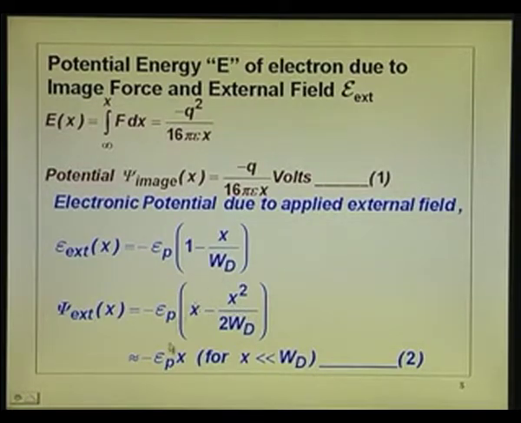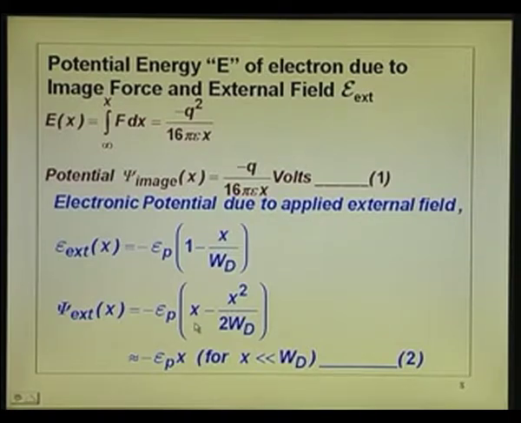Okay. Now, what we are trying to find out is, there are two potentials now. Potential due to this image, psi if, and potential due to this depletion layer, which we call the E external. Okay. The total potential is the sum of these two.